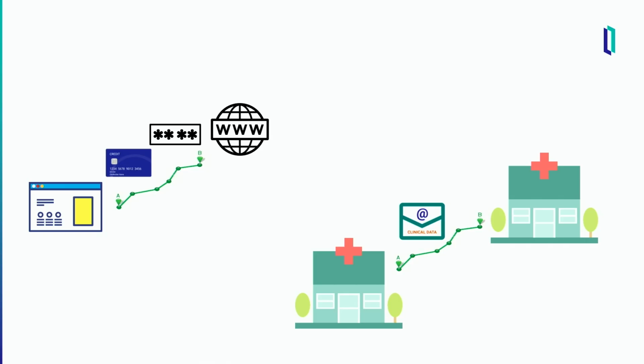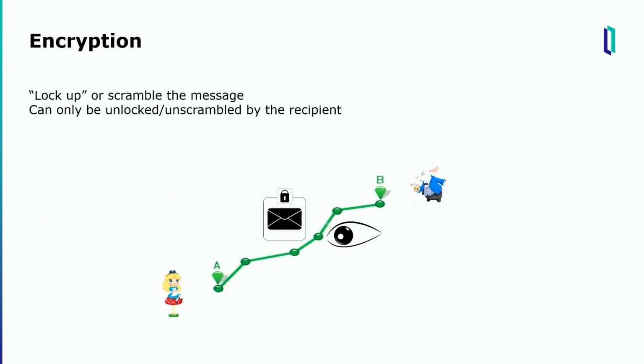They're web browsers talking to websites, exchanging passwords and financial information. They're health systems sending patient information back and forth. Eavesdropping and impersonation can be serious problems. And the solutions for this, first, encryption, where the sender scrambles the messages so that any intermediate nodes can't actually understand them. Only the intended recipient should be able to decrypt or unscramble them. It's like talking in a secret code or locking up the message so that it can only be unlocked by the intended recipient.